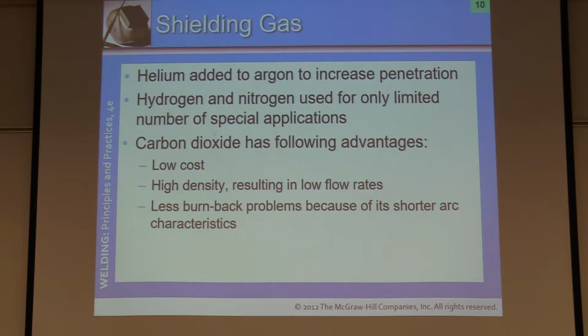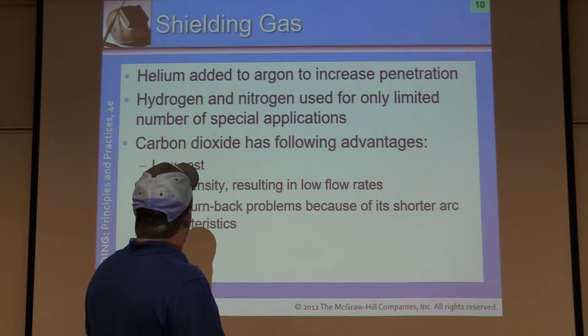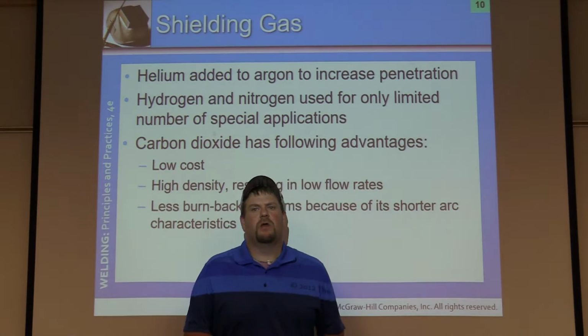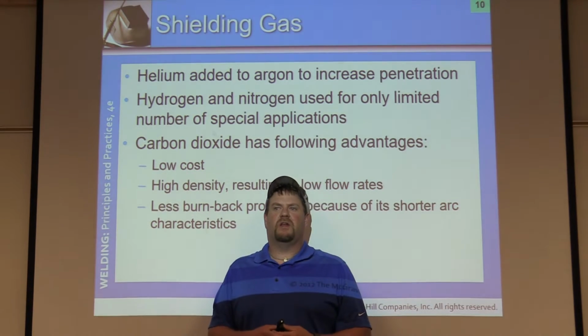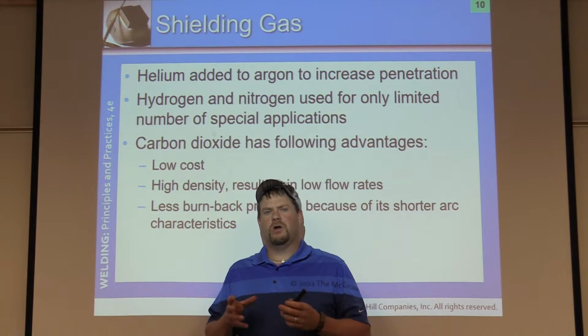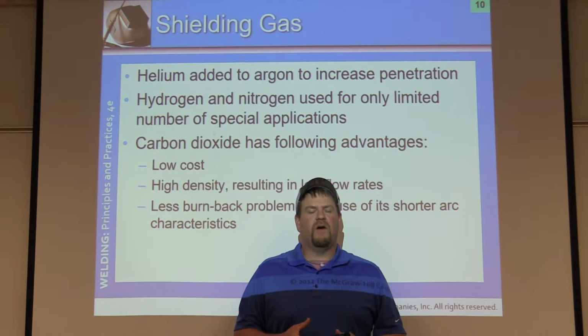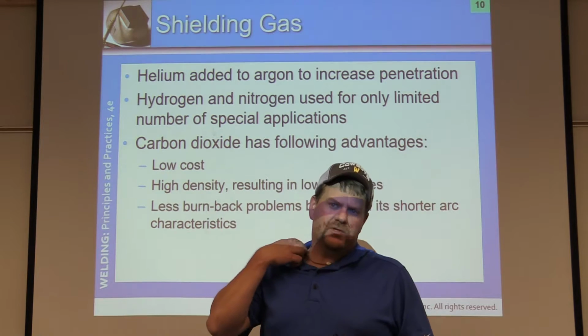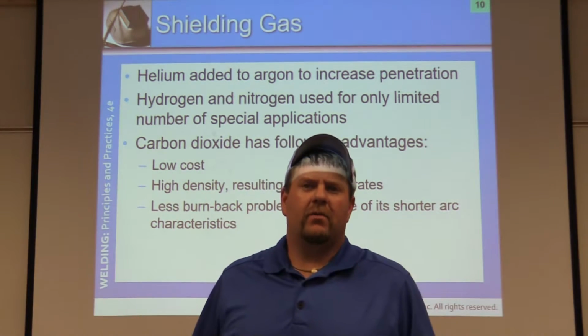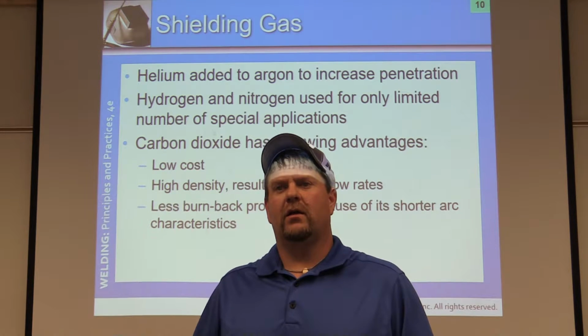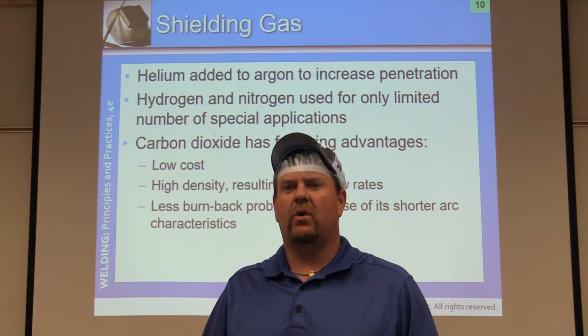Okay? Carbon dioxide has the following advantages: low cost, high density resulting in low flow rates, and less burn back problems because of its shorter arc characteristics. However, you're not going to find a lot of CO2 out there. To be honest with you, we're walking away from CO2 because it's not nearly as nice a weld appearance. The electrical arc stability is much better and much more controllable using 75-25 than running 100% CO2. 100% CO2 is kind of the bottom of the barrel gas, so to say. It's kind of like the stuff we scrape off the bottom. It's not necessarily the highest quality.